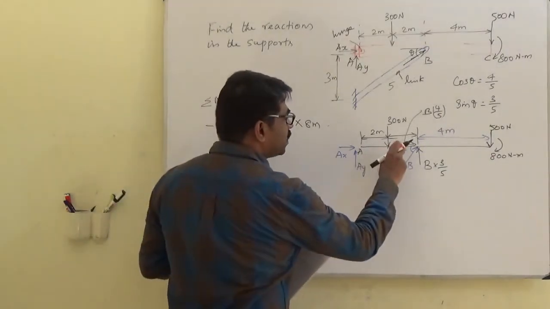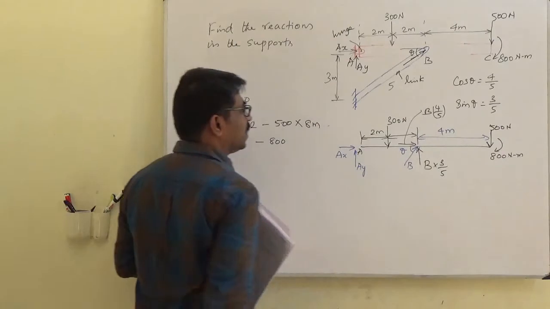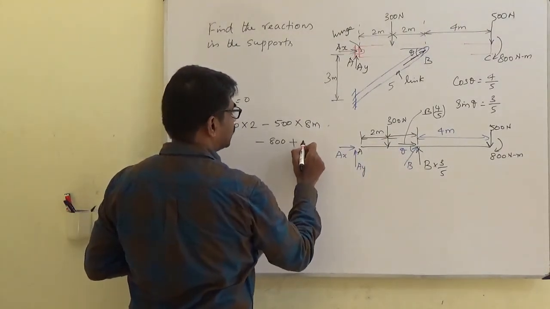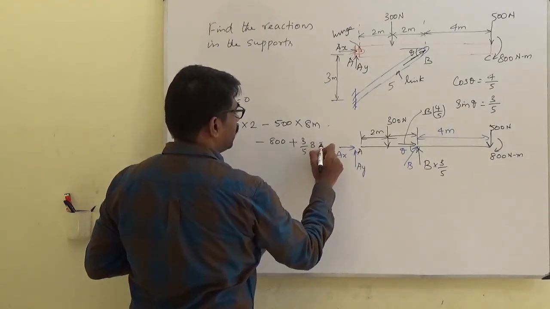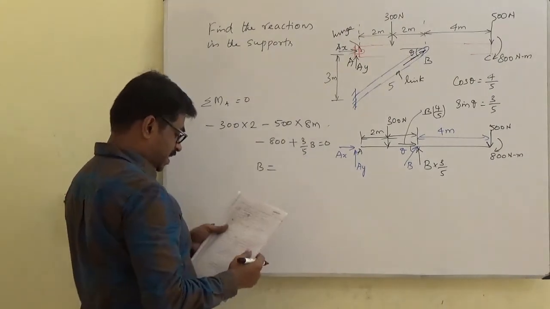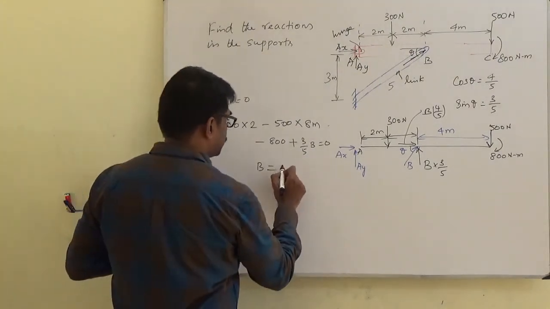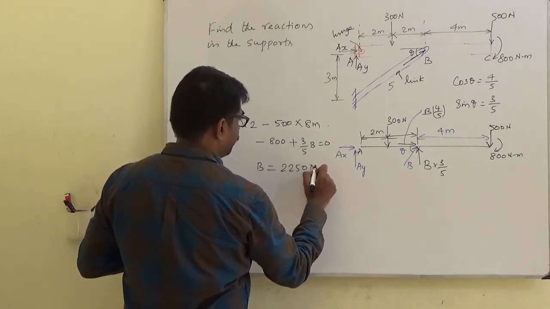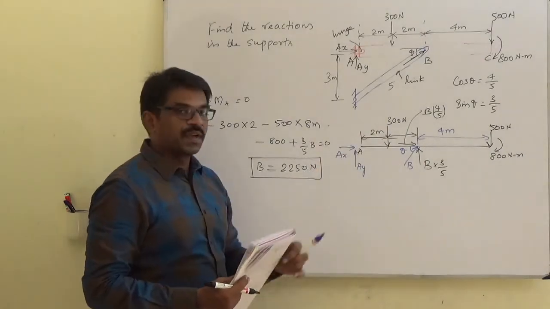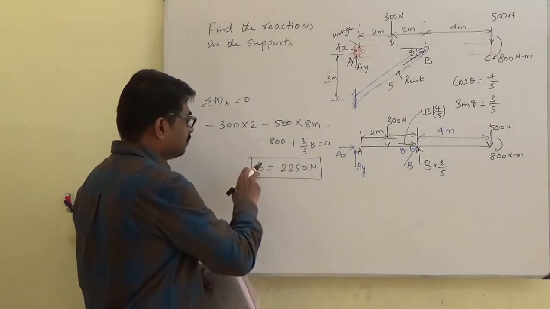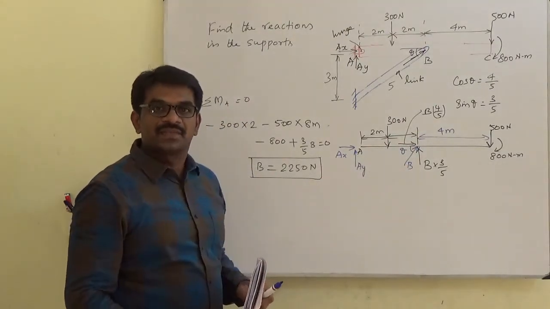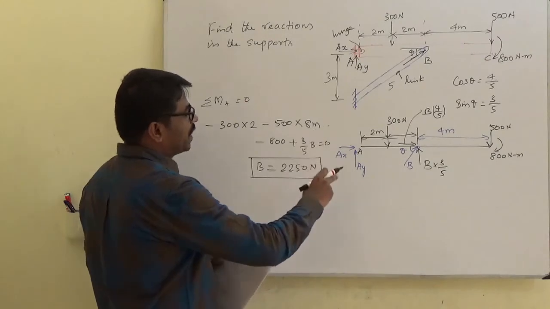Okay, so this component will not produce a moment, but the vertical component will produce a moment, and that will produce an anti-clockwise moment. So plus 3 by 5 B equal to 0. Directly you can get B because only B is the unknown. That happens to be 2250 Newton. So straight away we are able to get this, and because B is positive, my assumption is right.